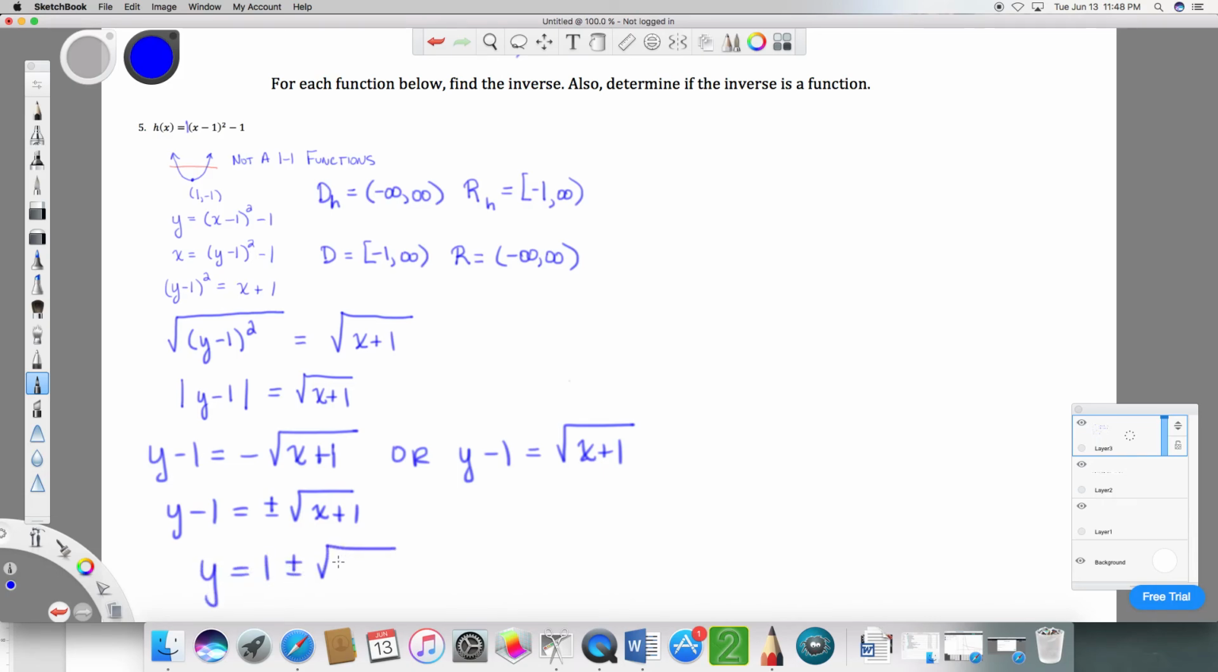And I think that too many students and even too many teachers skip over this step of introducing this absolute value symbol and really stopping and thinking about what it means to take the square root of a variable. So this is not a function, so I'm not going to write it using function notation. I'm not going to call this h inverse because this is not a function.